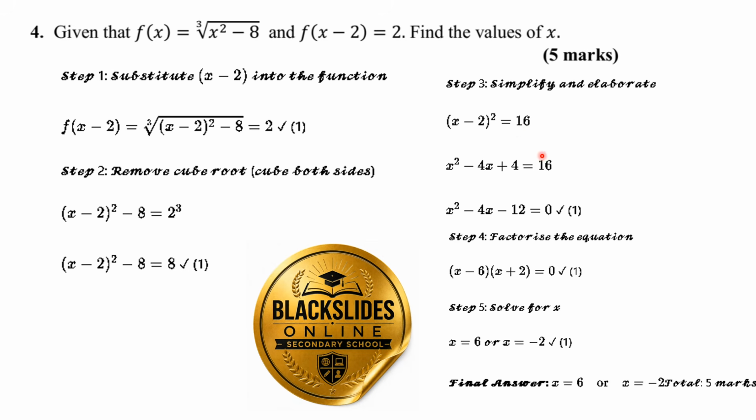If you take 16 to this side and expand, you have this quadratic function. But this is additional work. You could have taken the square root of both sides to get x minus 2 equals plus or minus 4 and solve for x. So by the end of the day, you'll find x is equal to 6, and x is equal to minus 2.